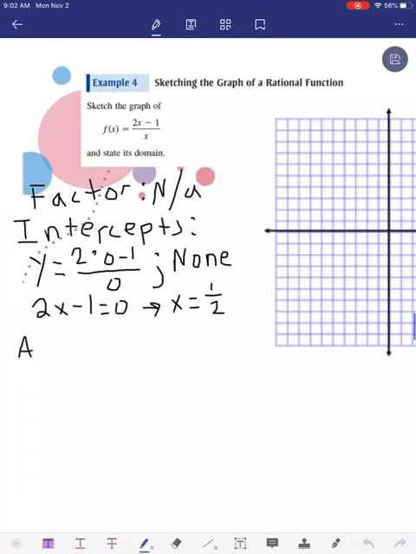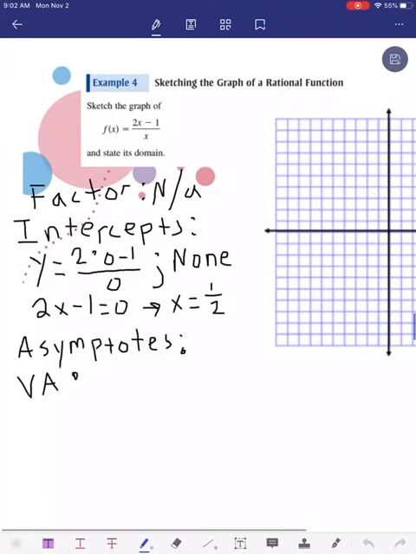Continuing on, remember that our next goal is to find our asymptotes. And we need to find both kinds. So we have our vertical asymptotes. We're going to set the denominator equal to 0. Well, x equals 0. And we're done. Pretty straightforward. We didn't have to factor or do anything else or solve. It's just x equals 0.